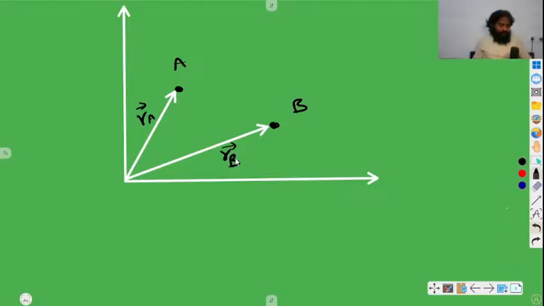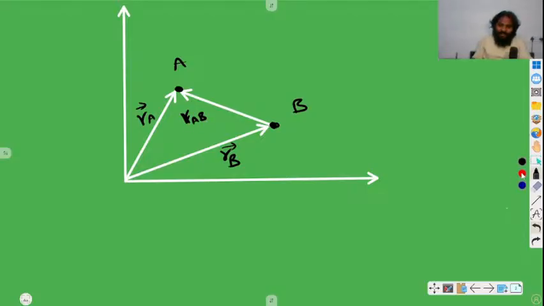And now here, if I draw a vector from here to here, this arrow is indicating the position of A with respect to B. That's why it is from B to A, right? Position of A from B, so position of A with respect to B, this is RAB.